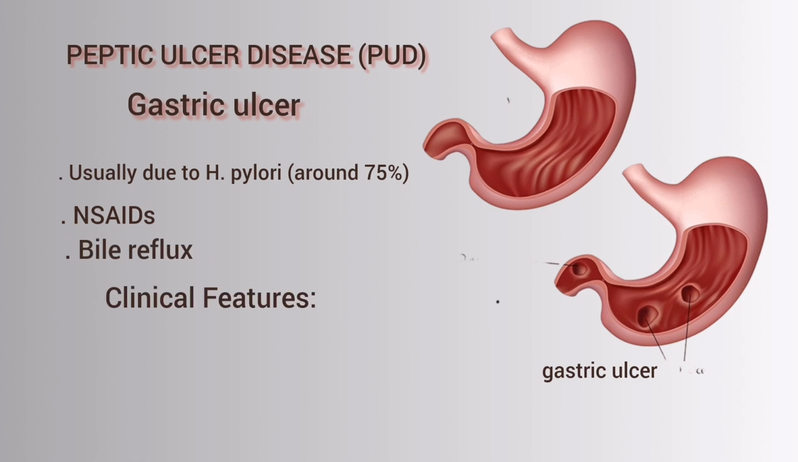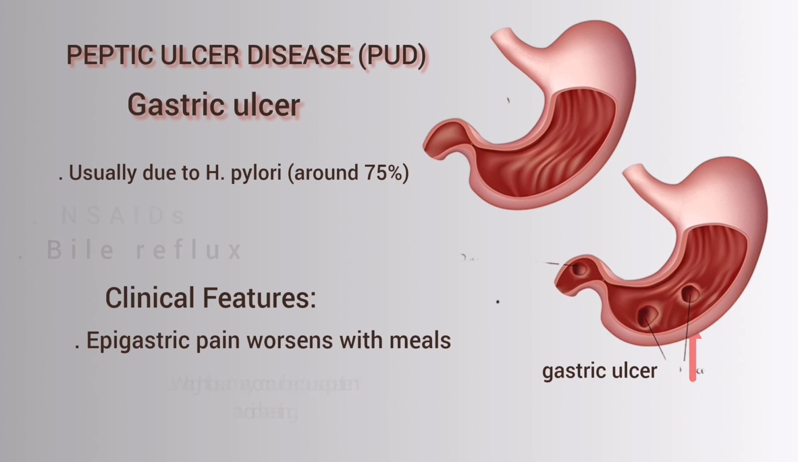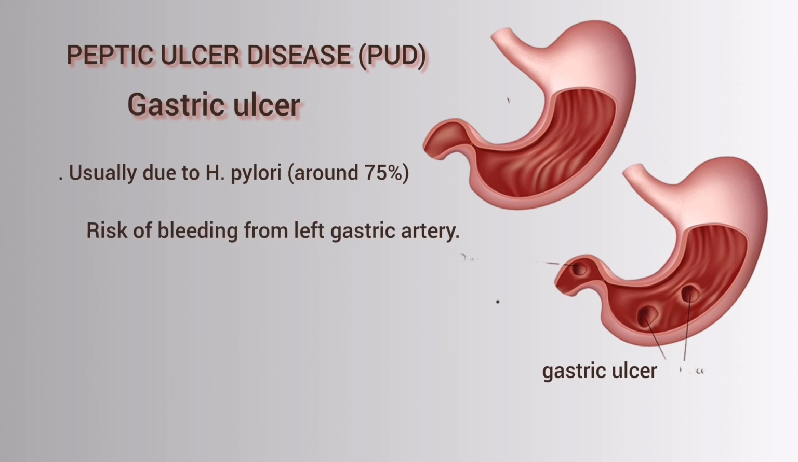Clinical features include epigastric pain that worsens with the meals, and weight loss may occur because the patient avoids eating. Common site in this case is the lesser curvature of the antrum. Risk of bleeding from the left gastric artery can be an important complication in this case. Gastric ulcers are more common in older adults compared to the duodenal ulcer.